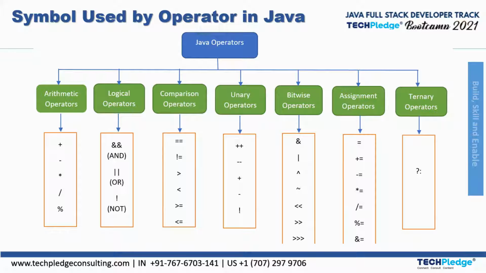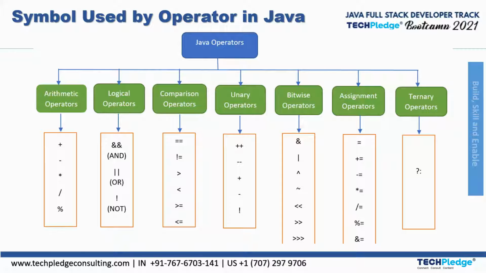The next is the logical operator. Logical operators are basically and, or, and not. Then the next is comparison operators, in which we have equal to, not equal to, greater than, less than, greater than or equal to, and less than or equal to. Then there is the unary operator. The unary operator has the increment, the decrement, then plus, minus, and the complement. Sorry, I said not equal to; it's the complement.